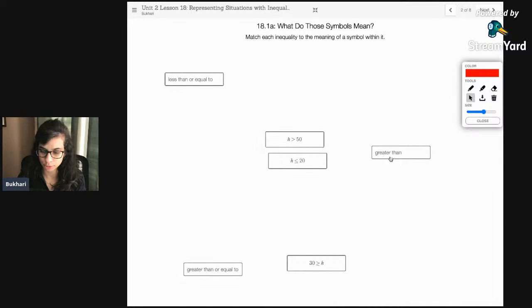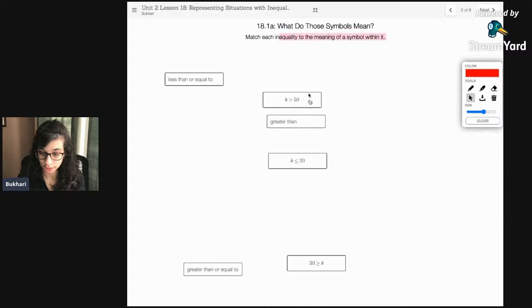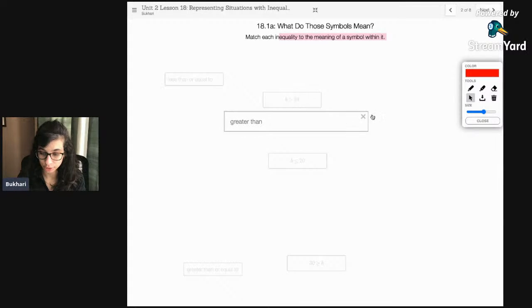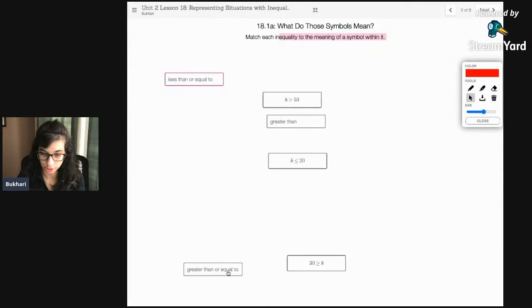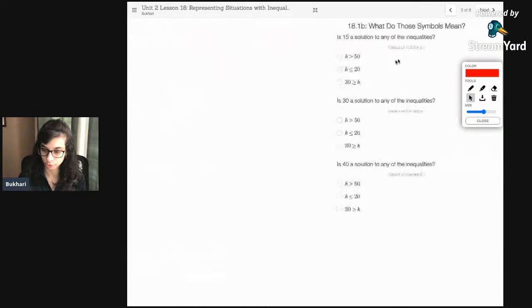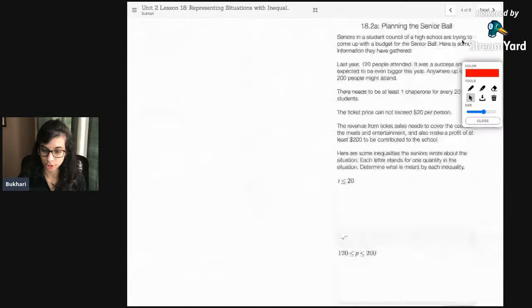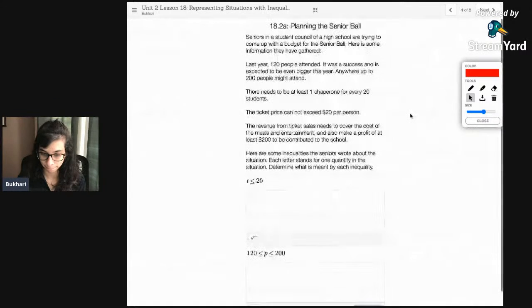In 8.1a, you are practicing figuring out what the inequality actually represents. What does greater than look like? What does less than or equal to look like? What does greater than or equal to look like? Right, all things we've been doing before. And so 8.1b we just talked about. 8.2a talks about how to create inequalities in a context.